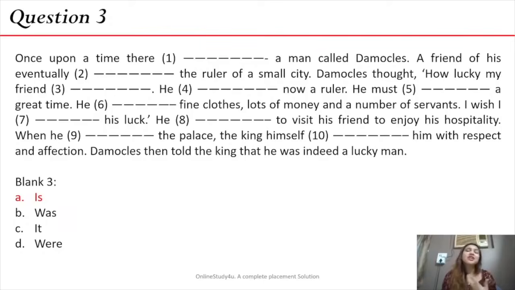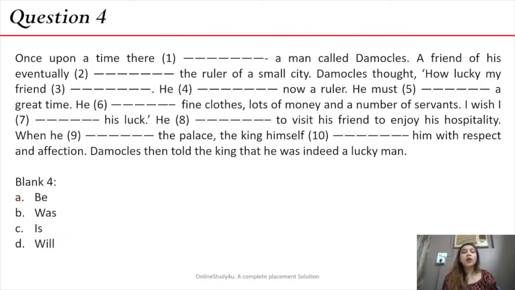So this is where you may get confused when it comes to cloze test or when it comes to tense, that the friend is still lucky. It's not that the friend was lucky. We're not talking about the past, we're still talking about the present. So that's why I introduced the concept of parallelism to you initially, and then when I give you another question, you see it does get us confused. But when it comes to standard statements like "sun rises in the east," it eventually stays the same. Okay, coming to blank 4, he dash now a ruler.